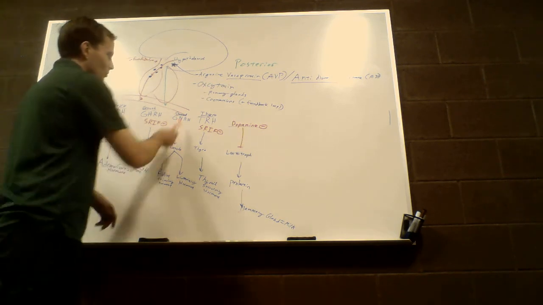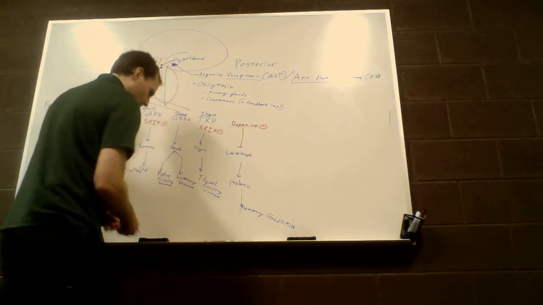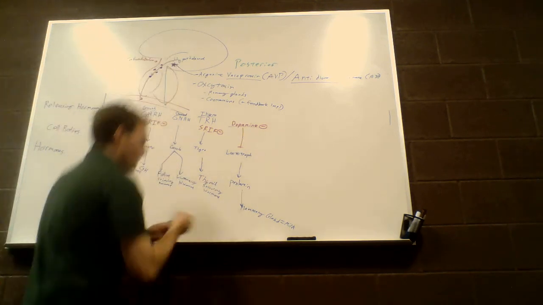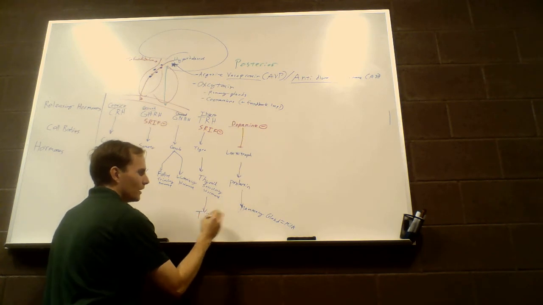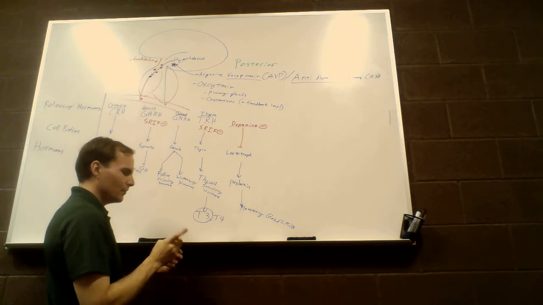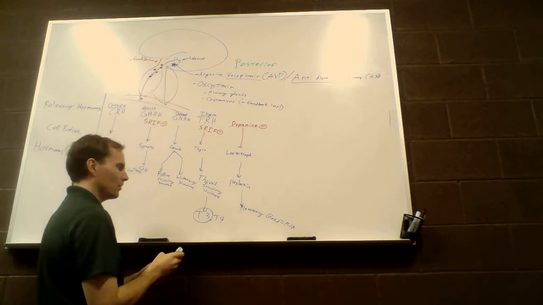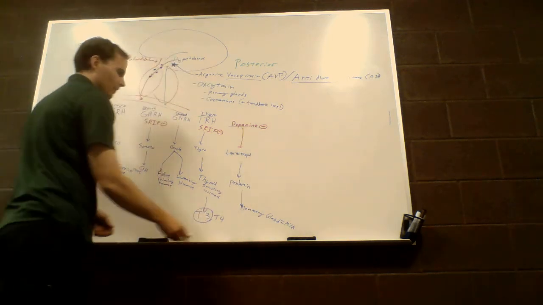Okay, so for thyroid-stimulating hormone, I'm just going to go ahead and write here, it ends up going to T3, T4. T3, I'm circling because it's the active hormone that is made in the cells. T4 will be reduced to T3 in the cells.